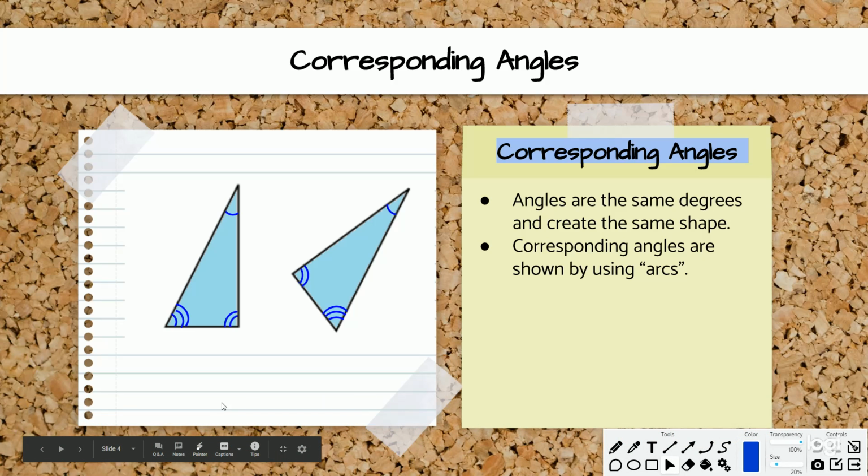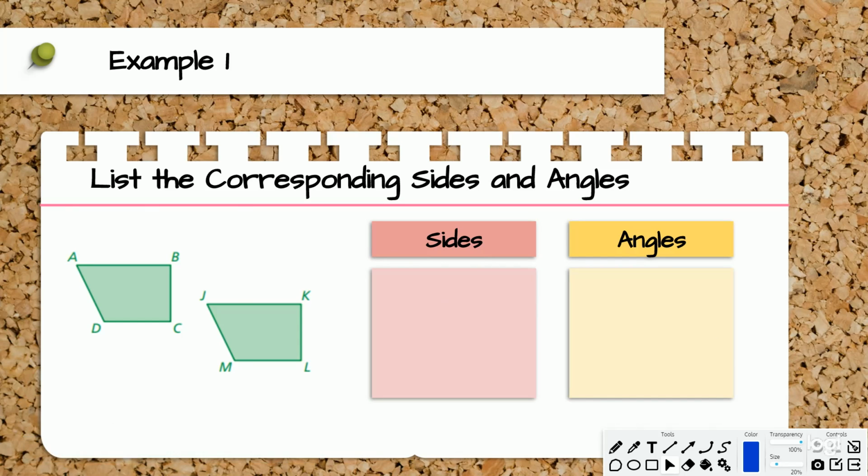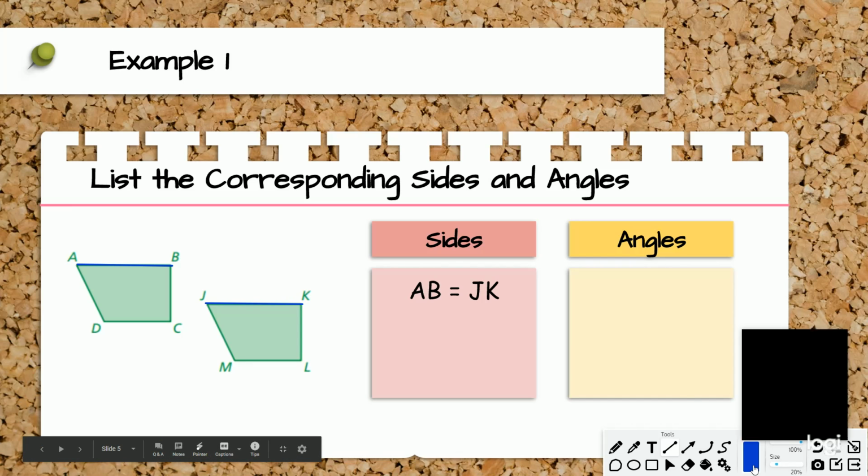And we'll move on to some examples. So the first example is we need to list the corresponding sides and the corresponding angles. We are going to start with the sides. So the first one we have is this side here, which is AB, and the corresponding side for this one is going to be JK. So we write that like that.